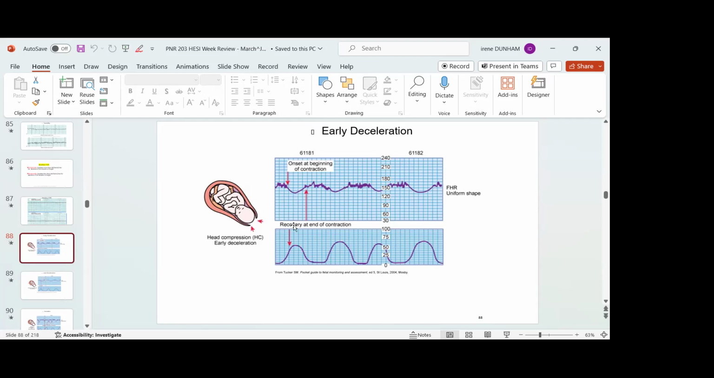Now when we're looking at the baby's heartbeat with a contraction, you can see the lowest part of this deceleration is called the nadir. Write this down, N-A-I-R. That's the lowest portion of the deceleration. So the nadir is happening at the same time as the peak.